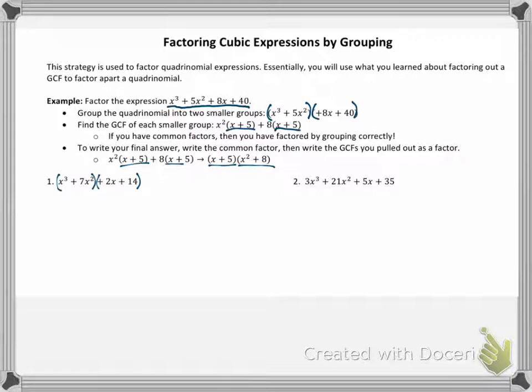So let's look at group number 1. Group number 1, I want to find the GCF. So the biggest thing I could take out of x cubed and 7x squared is an x squared.